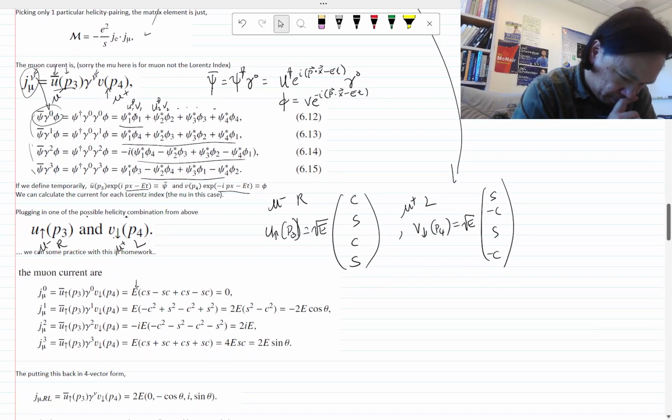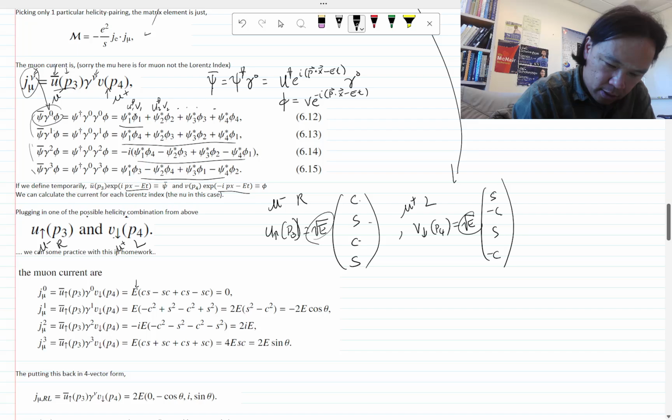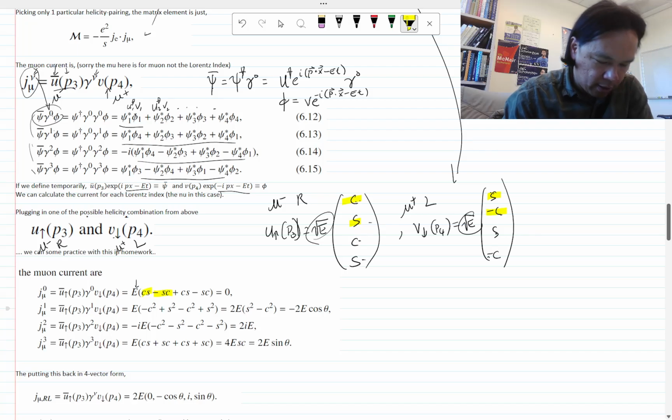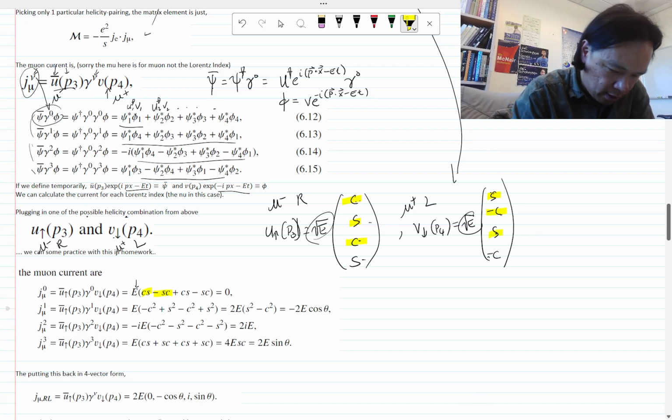When you do these calculations, you're going to get two factors of E. And then these are going to be dotted into each other. So you have CS, CS, and then you have S and then minus C. So you have S minus SC. And then you have CS again. Just remember these are cosine and sine of theta over 2. And similarly, you get this last factor here.